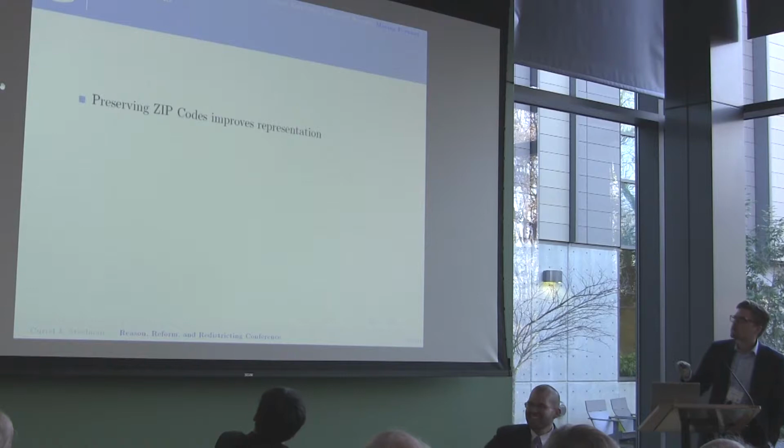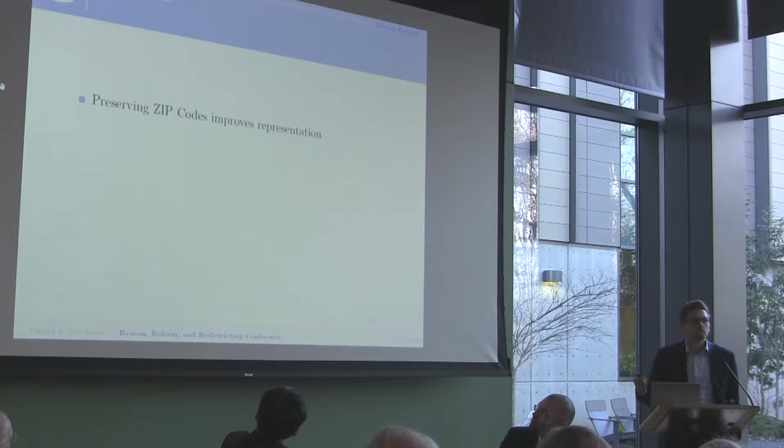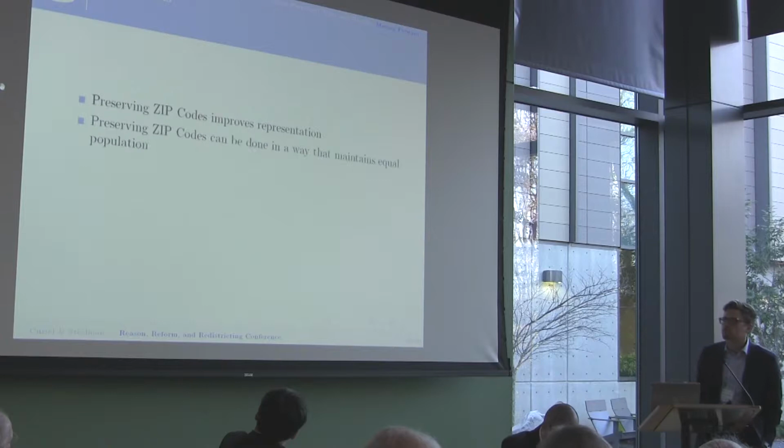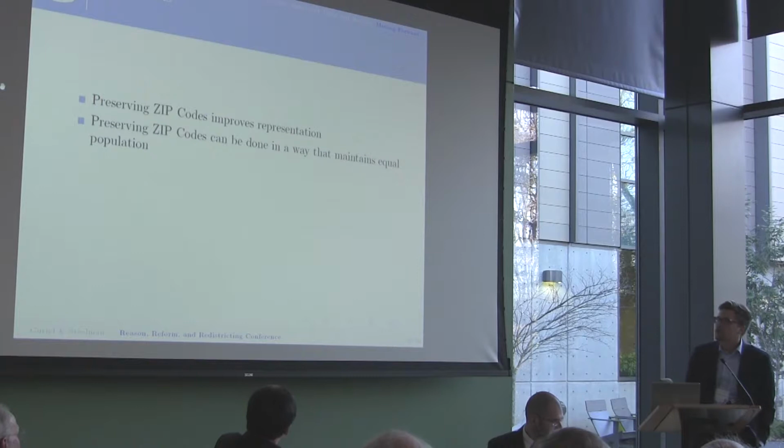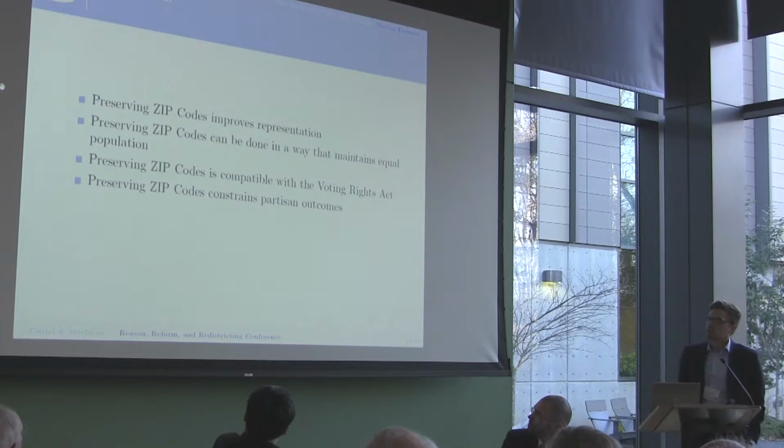Conclusions: preserving zip codes improves representation. People are better able to know who their member is. They're more likely to contact them, and they perceive less alienation between themselves and their member. And this is possible in keeping the tradition of other statutes and rules given to us about gerrymandering, and we can do this and maintain equal population and comply with the VRA. And also, it constrains partisan outcomes.